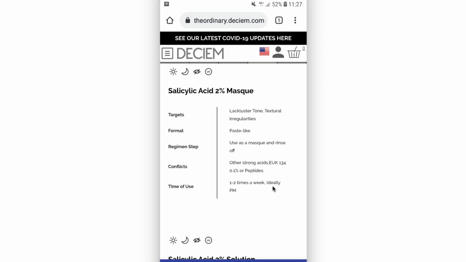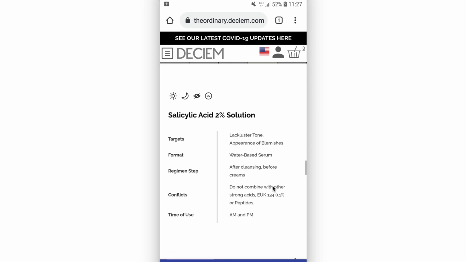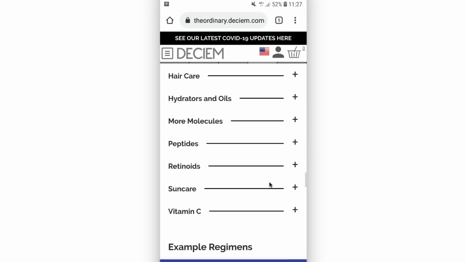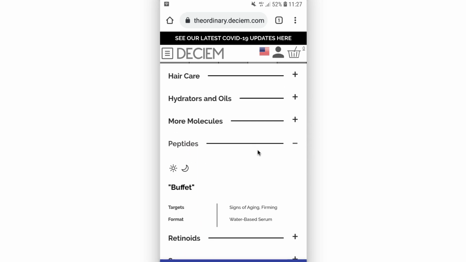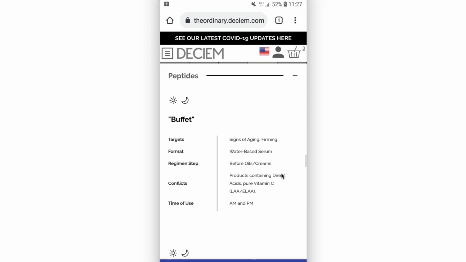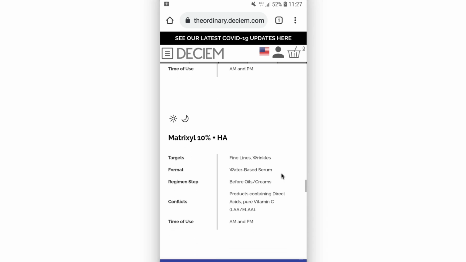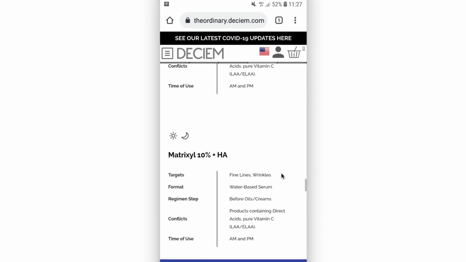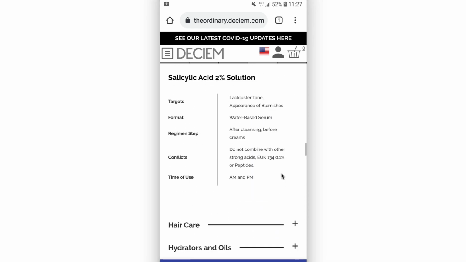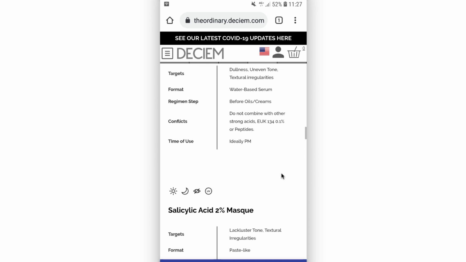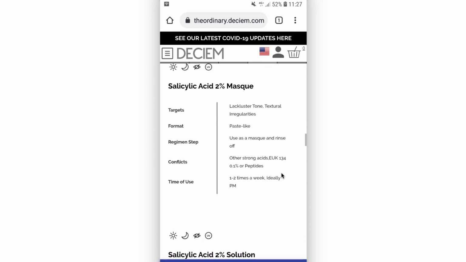Then it also tells you that it has conflicts with peptides. So please be aware that if you have one of the peptides maybe at home, do not use them in the same routine, which can be buffet copper peptides, arginine solution, matrixyl. So if you're aware of those concerns and conflicts in general, then you already have a brief understanding of what you can and cannot use after the mask.